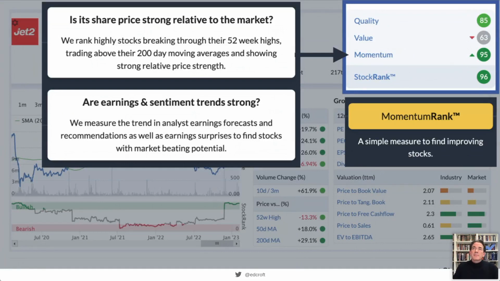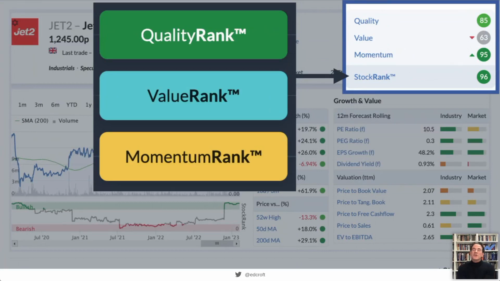I get some questions about, should we trust the analyst recommendations? And I'm going to be answering that question in a bit. So it's really useful to know. So the stock rank as a whole is a kind of composite of all three. And I'm going to answer one question that came up about this in a minute.